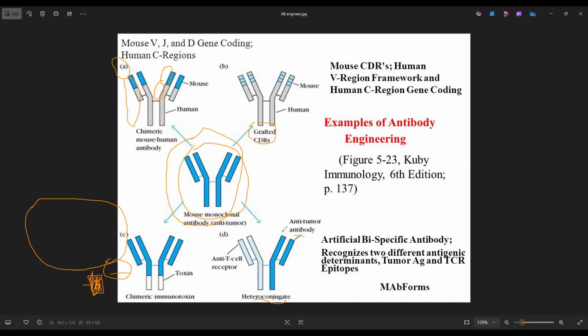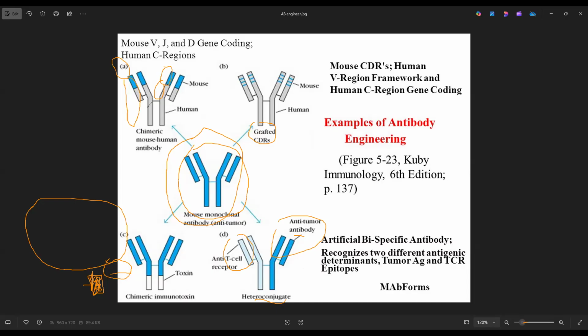One arm of the antibody is anti-tumor and the other arm is anti-T cell receptor. That means it will bind with the tumor cell and the T cell and help us to conjugate these two parts, the tumor cell and the T cell, and then T cell activation will take place and it will help to destroy or kill tumors. So we can use it for therapeutic strategies.